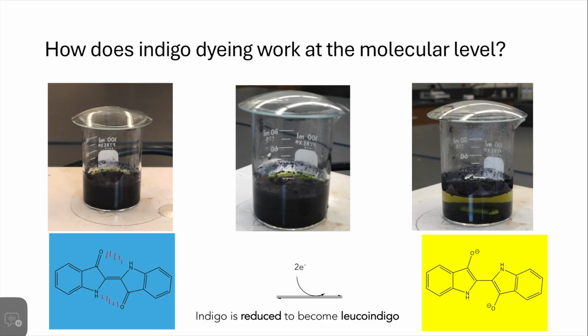And I've included pictures from when I did a very small scale indigo dye bath in the lab. And you can see here that the leucoindigo is yellow in color. And once the indigo is reduced, the dye bath turns from that blue, where you can kind of start to see a little bit of green on the top on the left, to yellow on the right-hand side.